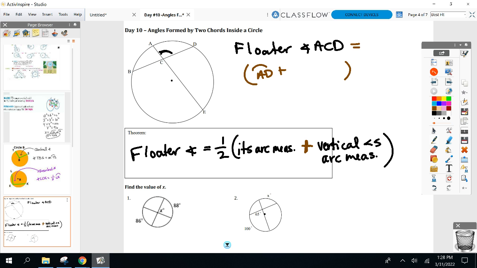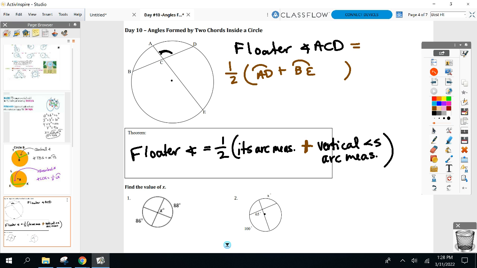ACD has a vertical angle. What's the vertical angle's arc? And I'm going to cut it in half. All right, that's how I'm going to find this floater angle. Floater: take its arc, add its vertical angle's arc, and cut it in half. Questions?